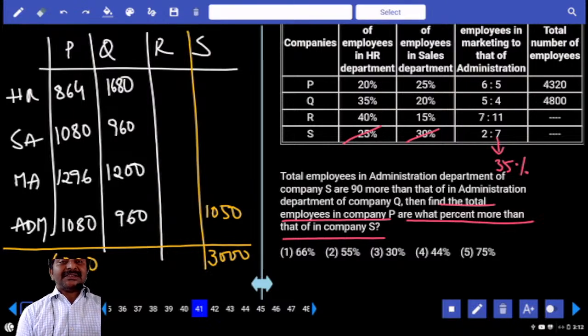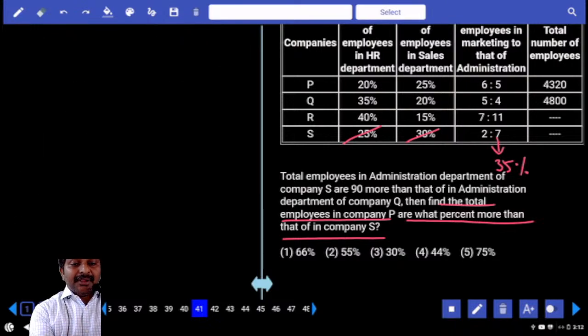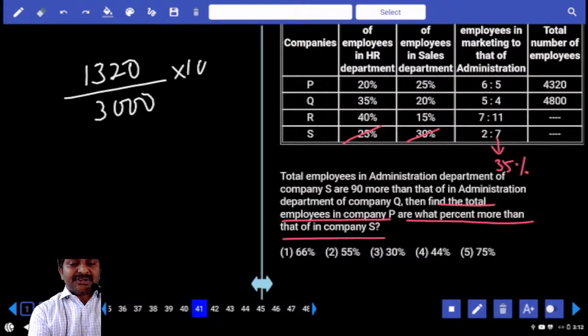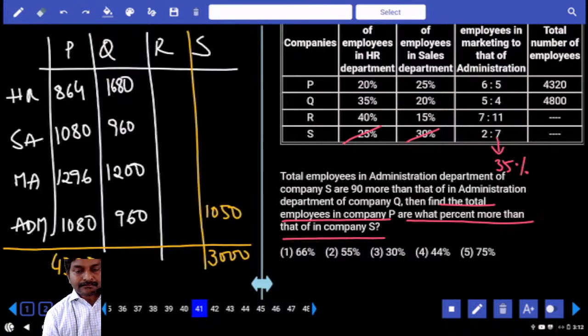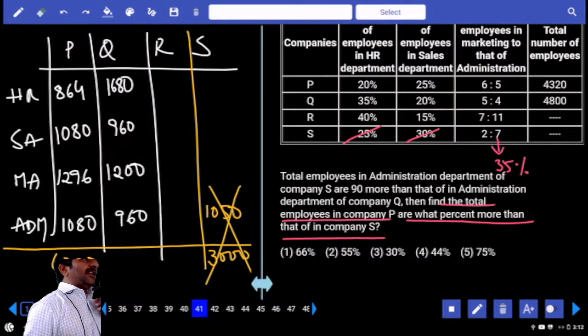Now the question is, total employees in P is what percent more than S? 4320 is how much more than 3000? 1320. 1320 upon 3000 into 100. 3 zeros get cancelled. 3, 4 times and then 4 times. 44%. So this data, 1050 and 3000, is only restricted to the previous question.